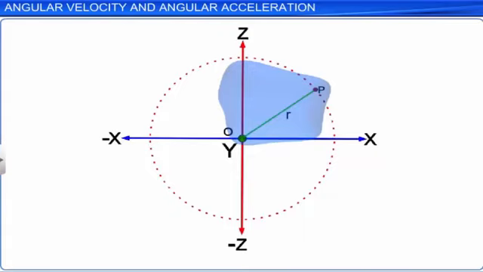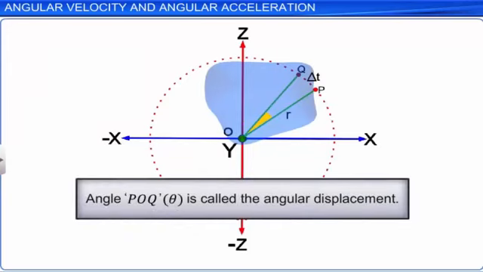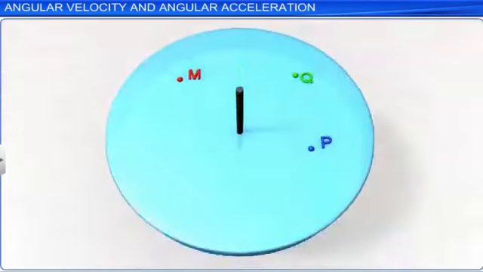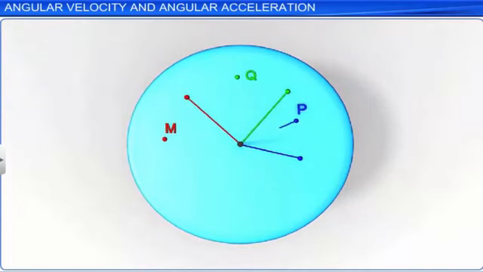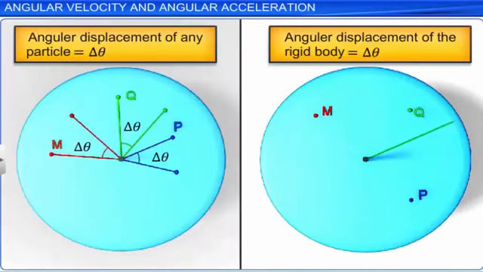While the rigid body is in rotational motion, if the position of the particle is changed from P to Q during a small interval of time, delta t, then the angle POQ is called the angular displacement. In the SI system of units, angular displacement is measured in radian. In fact, when the rigid body is in pure rotational motion, the angular displacement of any of its particles is the same and is equal to the angle through which the rigid body is rotated about the axis of rotation.